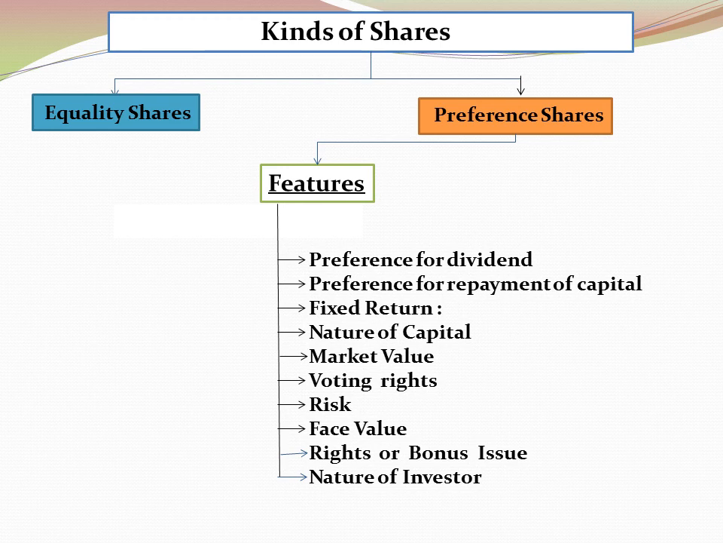Next, face value. Relatively, the face value of preference shares is higher as compared to the equity shares. It may be up to rupees 100. Next, rights or bonus issue. Preference shares are not entitled to bonus issue or rights issue. It is given only to the equity shareholders but not to the preference shareholders. Next, last, that is nature of investors. Preference shares generally attract the moderate type of investors, means those who are cautious regarding the safety of their investment, even those who want steady return on their investment. These were the features of preference shares.